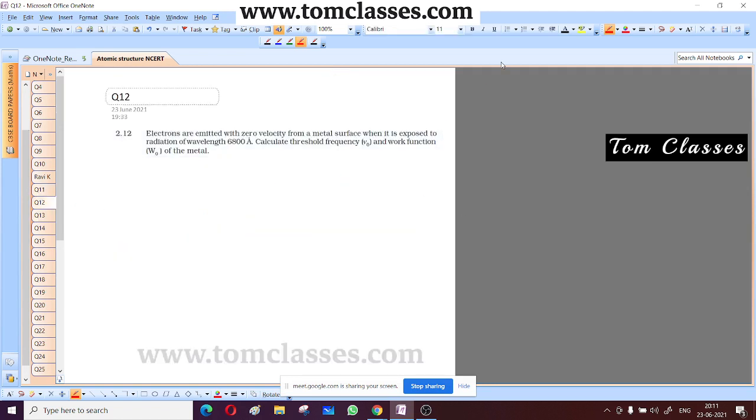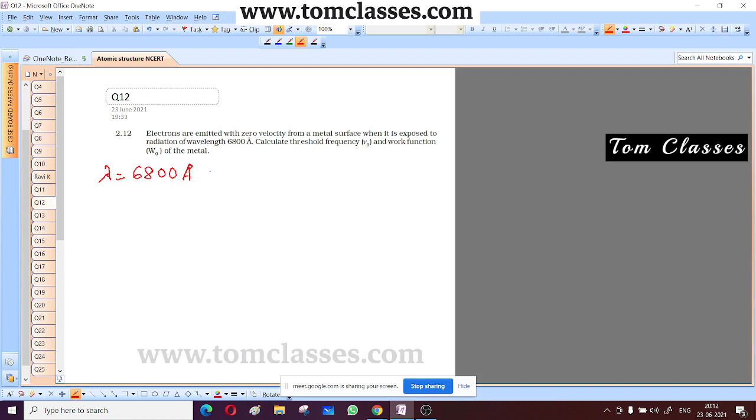Okay, let's try to see this. Now what is said over here is, electrons are emitted with zero velocity. So this means whatever the energy of the photon will be there, that energy will be used to just free the electron. Electrons are emitted with zero velocity from a metal surface when it is exposed to radiation of wavelength 6800 angstrom.